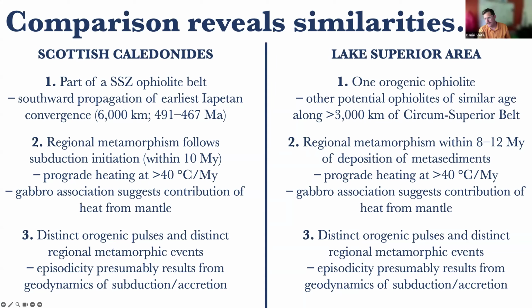And again, in the case of the PV node, we see an association with large-scale gabbros, a spatial association but also a temporal association. And this suggests that there was contribution of heat from the mantle towards regional metamorphism during the Penokean orogeny. And as well, the monazite data show that the different nodes are different ages, and this suggests distinct orogenic pulses and regional metamorphic events. So again, we have evidence of episodicity associated with different orogenic events.